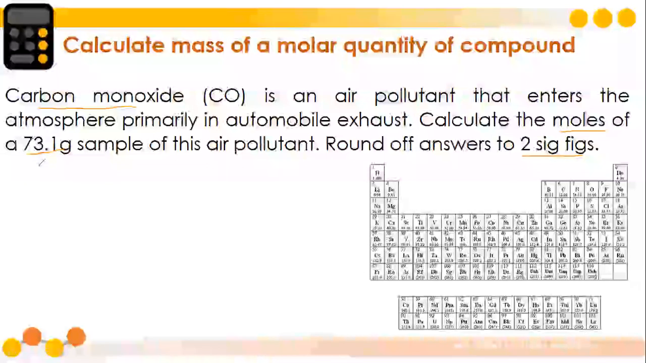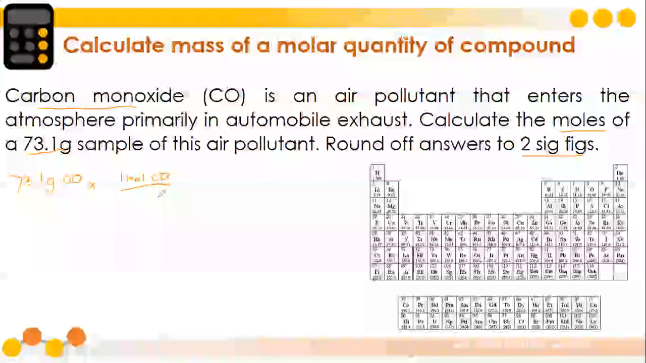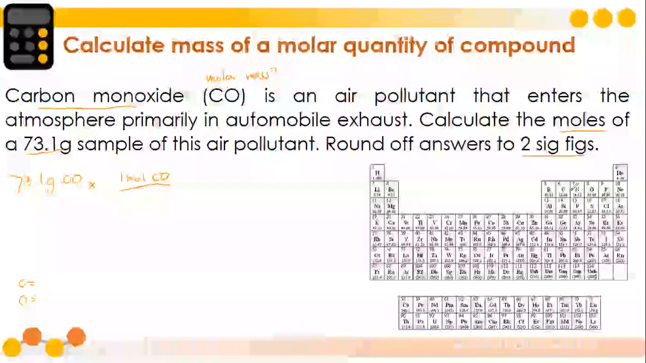For our first step, of course, we need to write our given, which is 73.1 grams of carbon monoxide. And then we multiply it by what we are looking for, which is moles. So we multiply it by 1 mole of carbon monoxide over our molar mass. But since in our problem, the molar mass of carbon monoxide is missing, we have to solve for it. So how do you solve for molar mass? Again, it's very simple. You simply need to look at the atomic mass of each element involved in the compound and then sum them up.